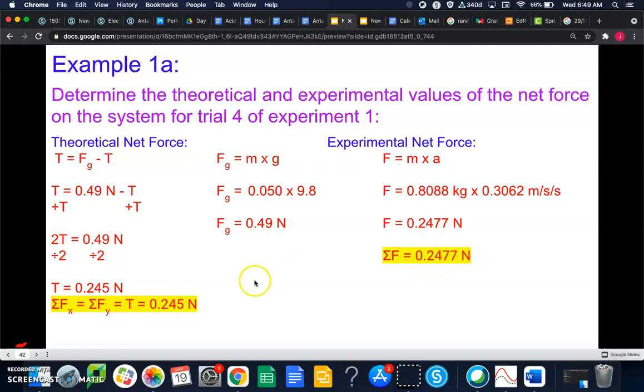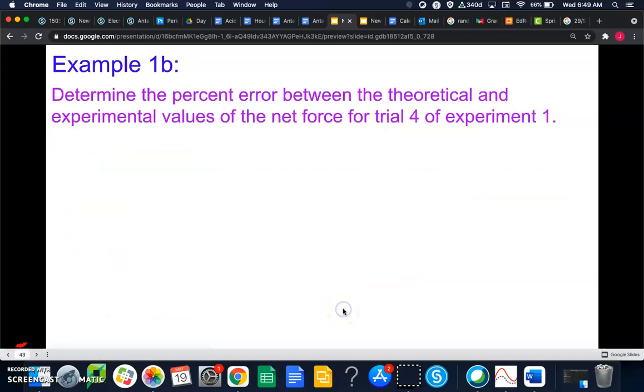newtons. So we should see that the two values are pretty similar, right? Our sum of forces here is 0.245 newtons. Our sum of forces here is 0.2477 newtons. So pretty similar, only a little bit of difference. We're going to calculate how much difference there is by calculating the percent error between the theoretical and experimental values.